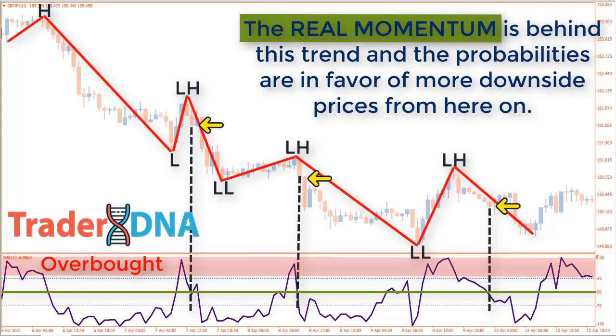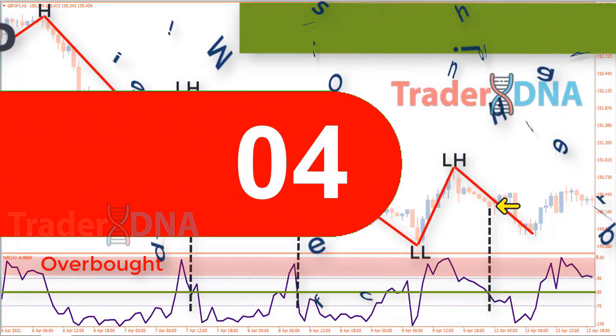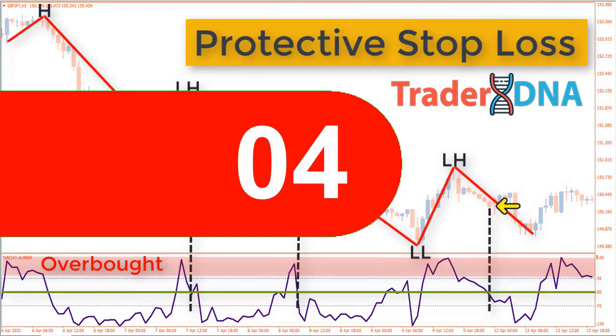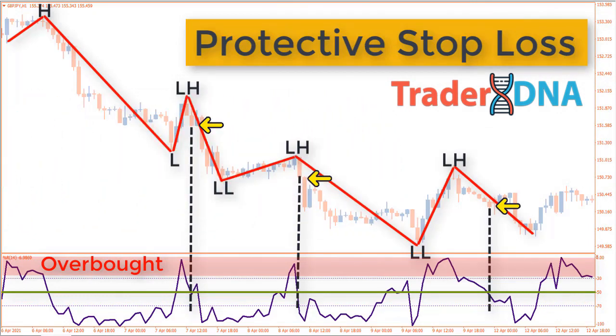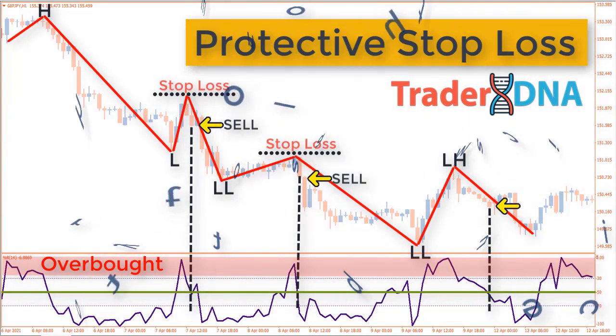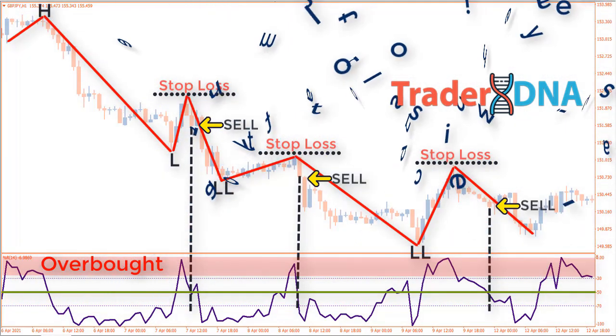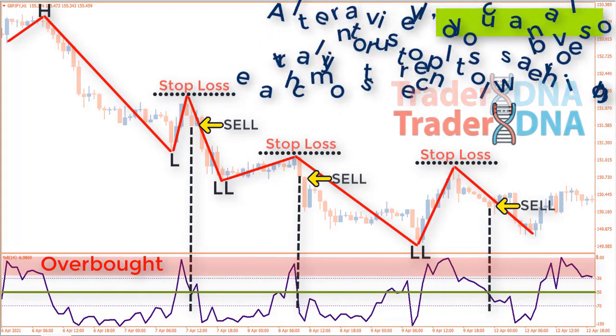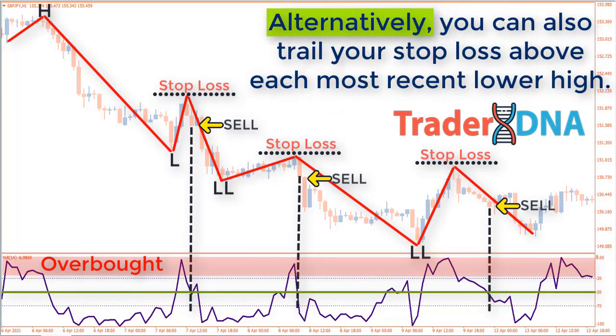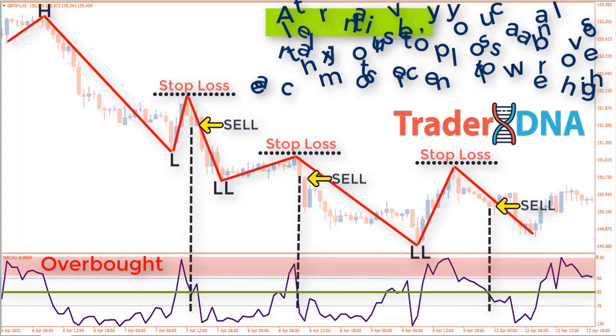The next important thing we need to establish is where to place our protective stop loss. Step 4. Place your protective stop loss above the recent lower high. We want to hide our protective stop loss above the most recent lower high level that formed right before the momentum trading strategy issued the sell signal. Alternatively, you can also trail your stop loss above each most recent lower high. This strategy will allow you to lock in the potential profits in case of a sudden market reversal.